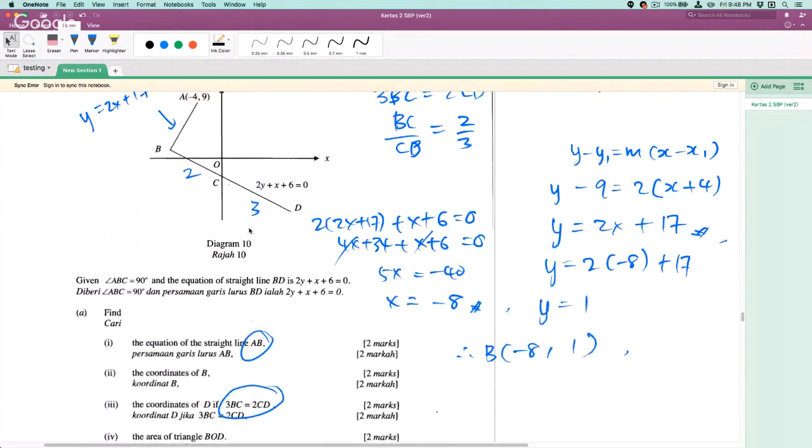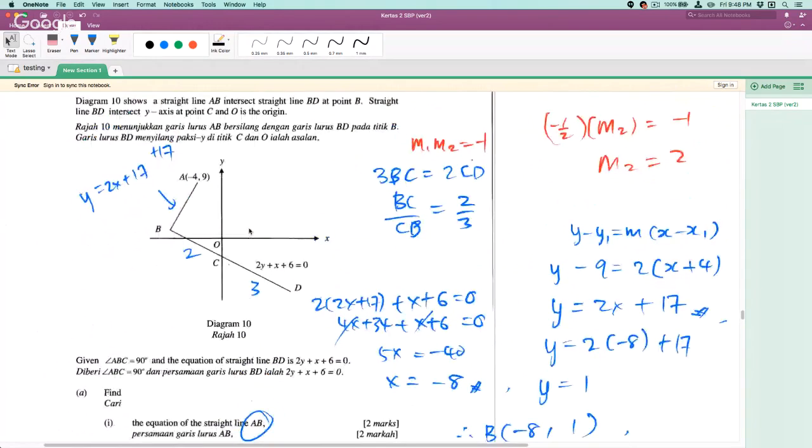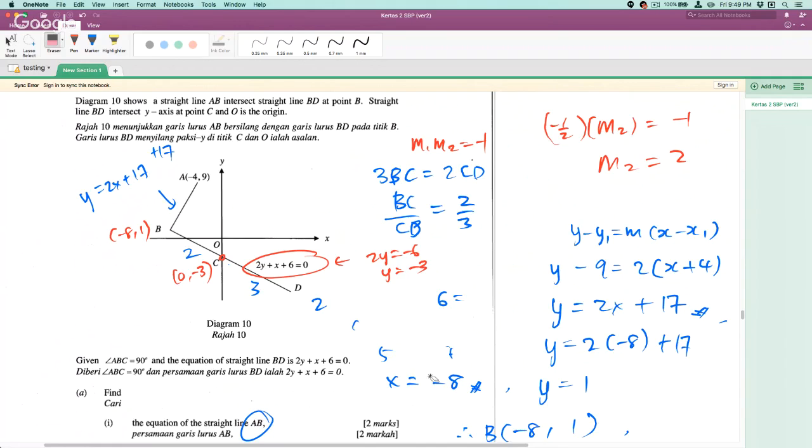So in order to find the coordinate of D, we have the coordinate B here, which is -8 and 1. But we need one more coordinate in order to use that formula. So I can easily get C. C is the y-intercept of this equation, which means x equals 0. So I take this equation and make x equal to 0. So I get 2y equals -6, y equals -3. Then I can easily get my coordinate C, which is 0, -3.